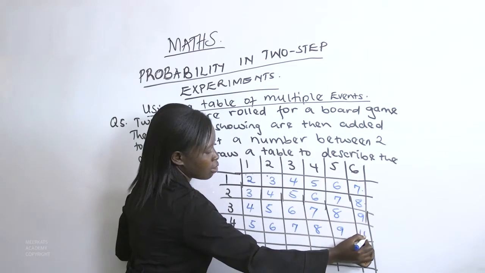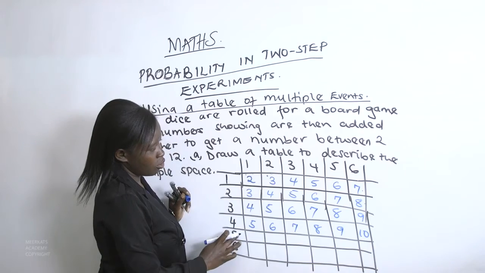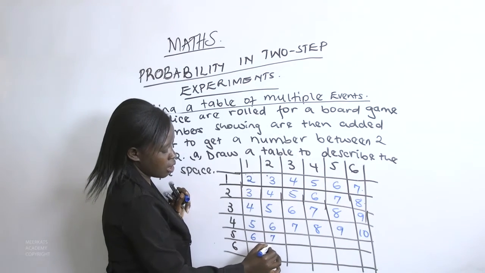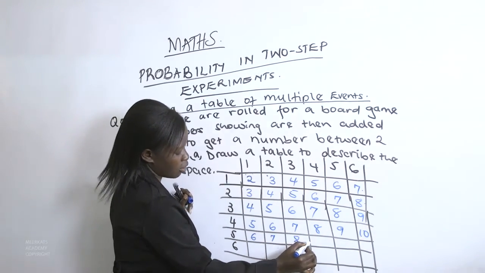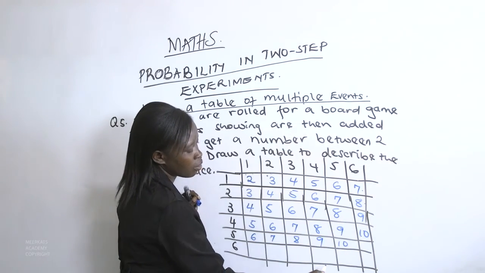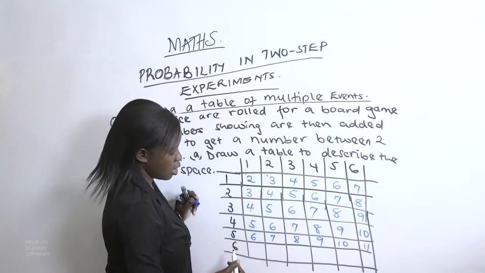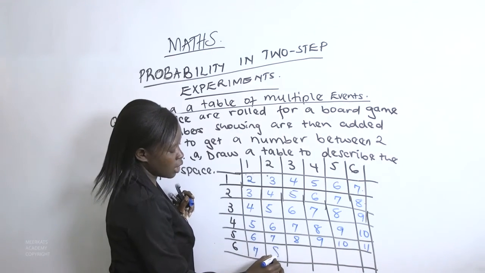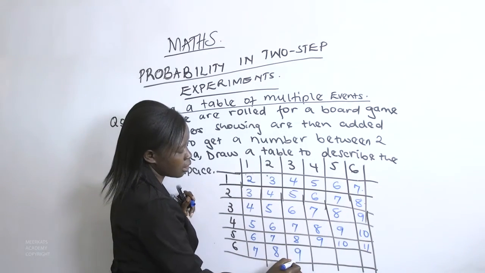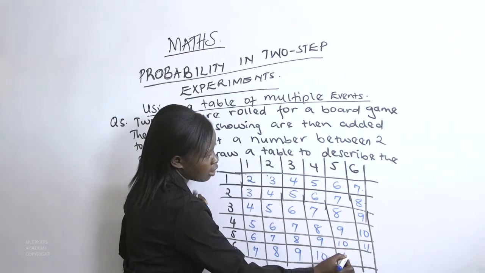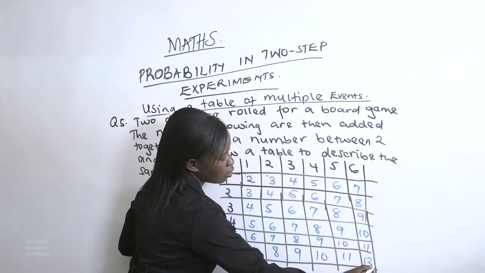4 plus 6, 10. 5 plus 1, 6. 5 plus 2, 7. 5 plus 3, 8. 5 plus 4, 9. 5 plus 5, 10. 5 plus 6, 11. Then 6 plus 1 is 7. 6 plus 2, 8. 6 plus 3, 9. 6 plus 4, 10. 6 plus 5, 11. And 6 plus 6, 12.